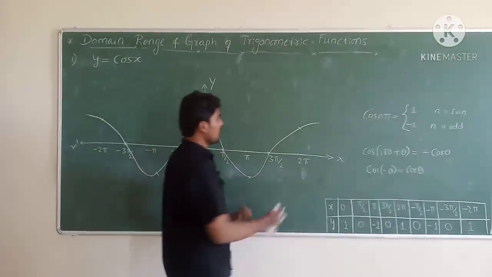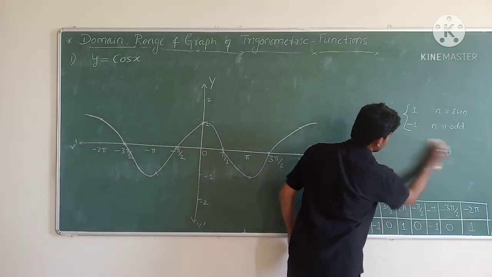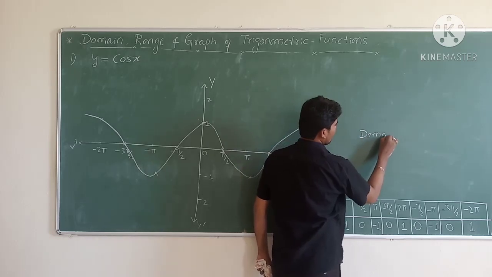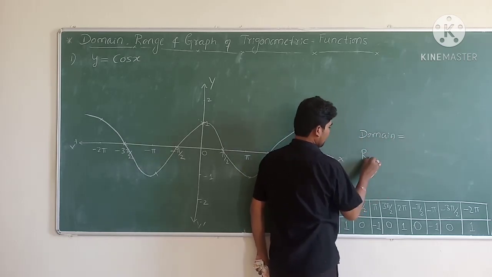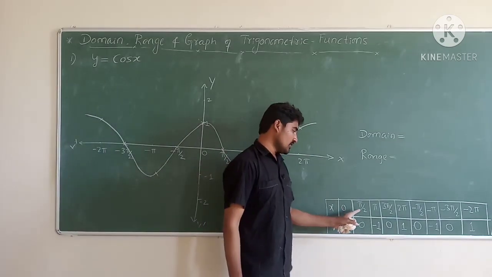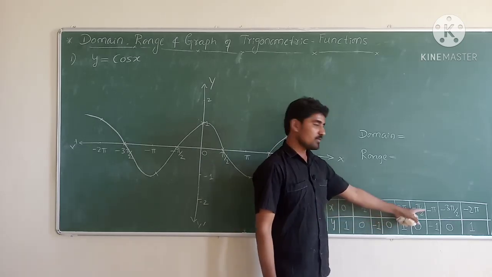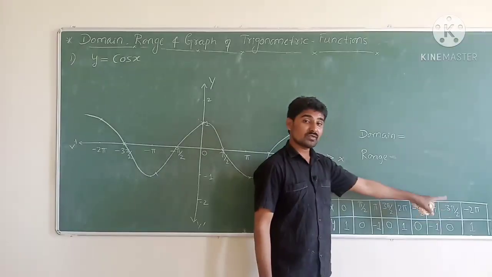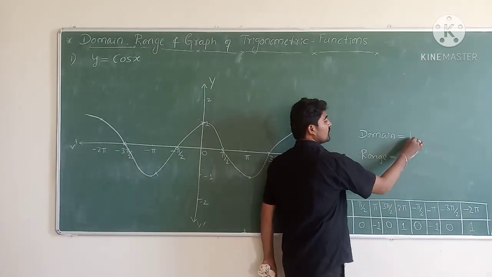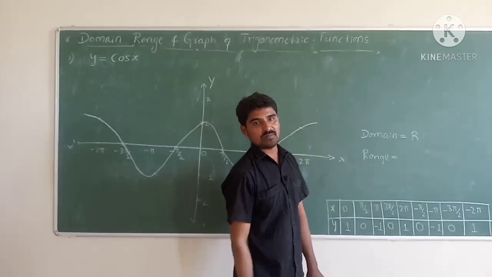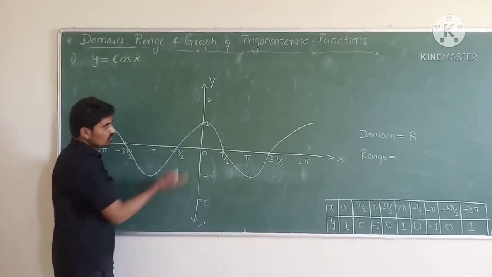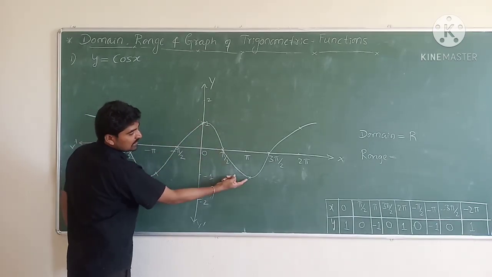And what is the domain and the range of this function y equals cos x? Now, domain and range. In our example, x is equal to 0, pi by 2, pi, 3 pi by 2, 2 pi, minus pi by 2, minus pi, minus 3 pi by 2, minus 2 pi and so on. And these are all considered real numbers. Therefore, the domain of the function y equals cos x is the set of real numbers. And the range of the function y equals cos x takes values 1, 0, minus 1.